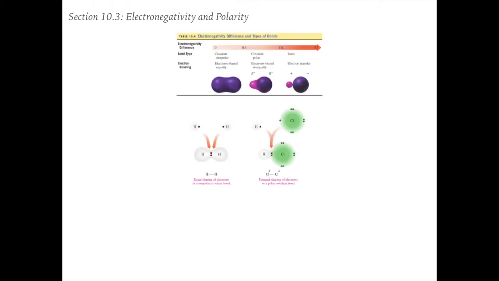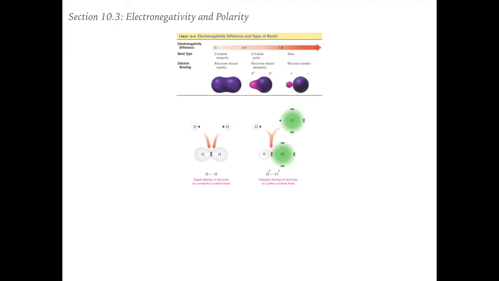The next thing that we need to add on to this is electronegativity and polarity. Remember, as you move across the periodic table, electronegativity increases the attraction for electrons. That's what electronegativity is. As you move across, it increases. As you move down, it decreases. Okay, so this is going to be important.